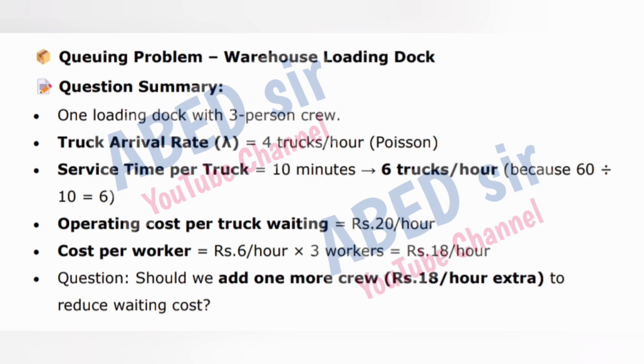Queuing problem, warehouse loading dock. Question summary: 1 loading dock with 3-person crew. Truck arrival rate, lambda, is equal to 4 trucks/hr, Poisson. Service time per truck is equal to 10 minutes, so 6 trucks/hr, because 60 divided by 10 equals 6. Operating cost per truck waiting is equal to 20 rupees per hour. Cost per worker is equal to 6 rupees per hour times 3 workers is equal to 18 rupees per hour. Question: should we add one more crew, 18 rupees per hour extra, to reduce waiting cost?